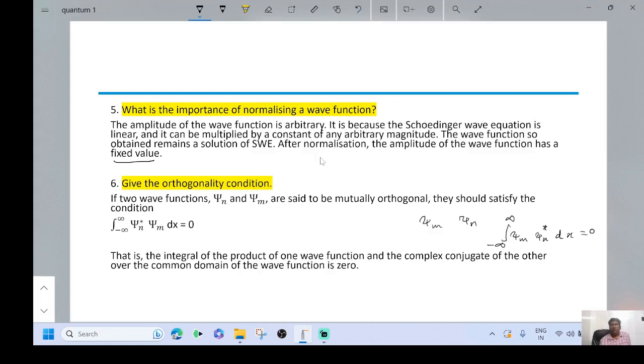If these conditions are satisfied, another condition is integral of psi m star psi n dx equal to 0. Then the wave functions psi m and psi n are said to be mutually orthogonal.